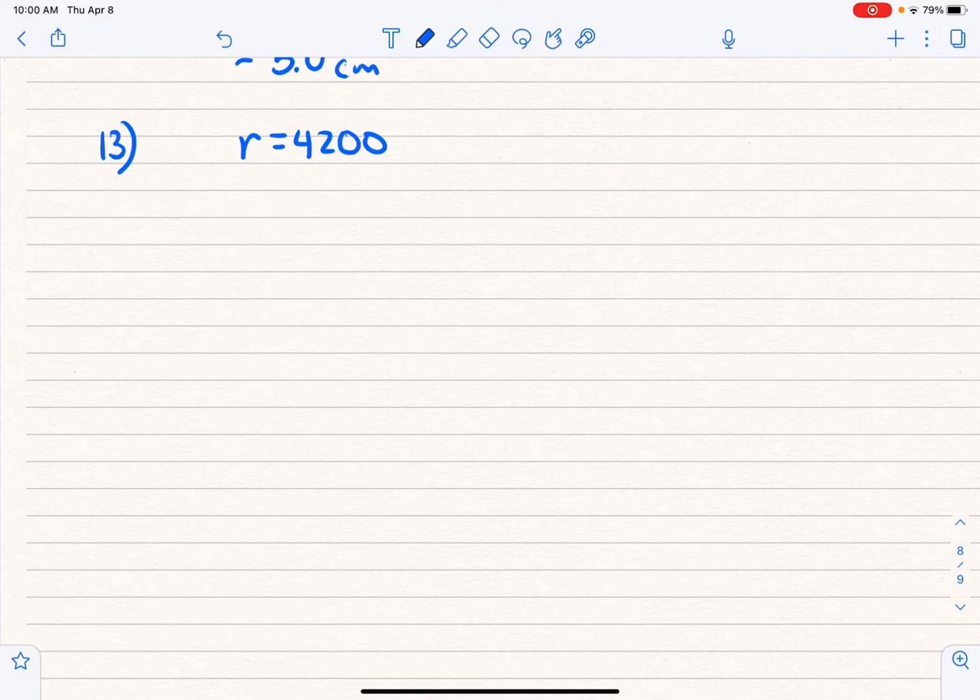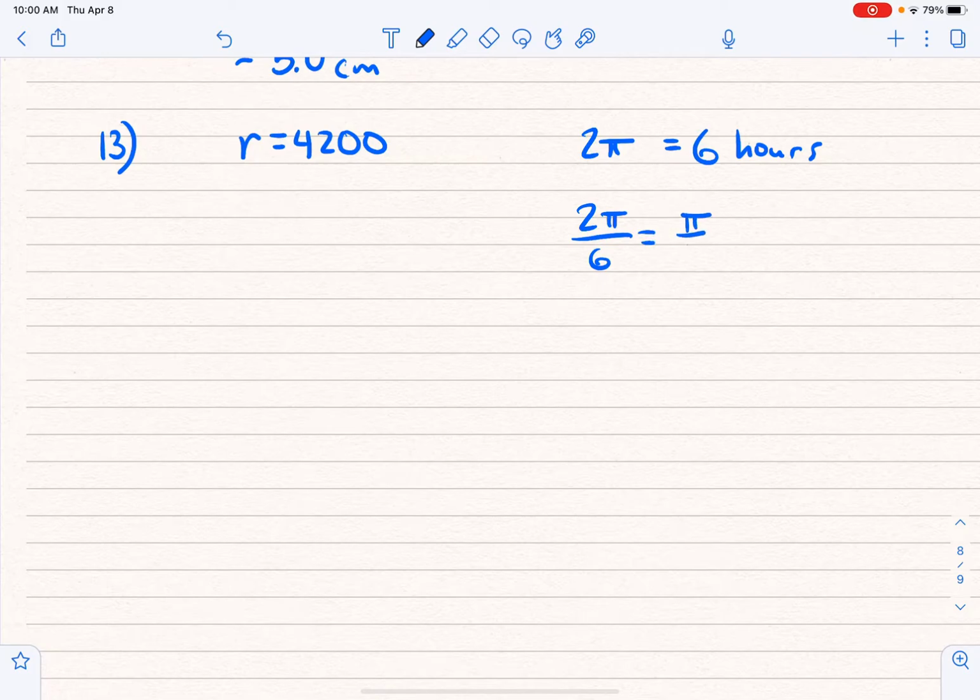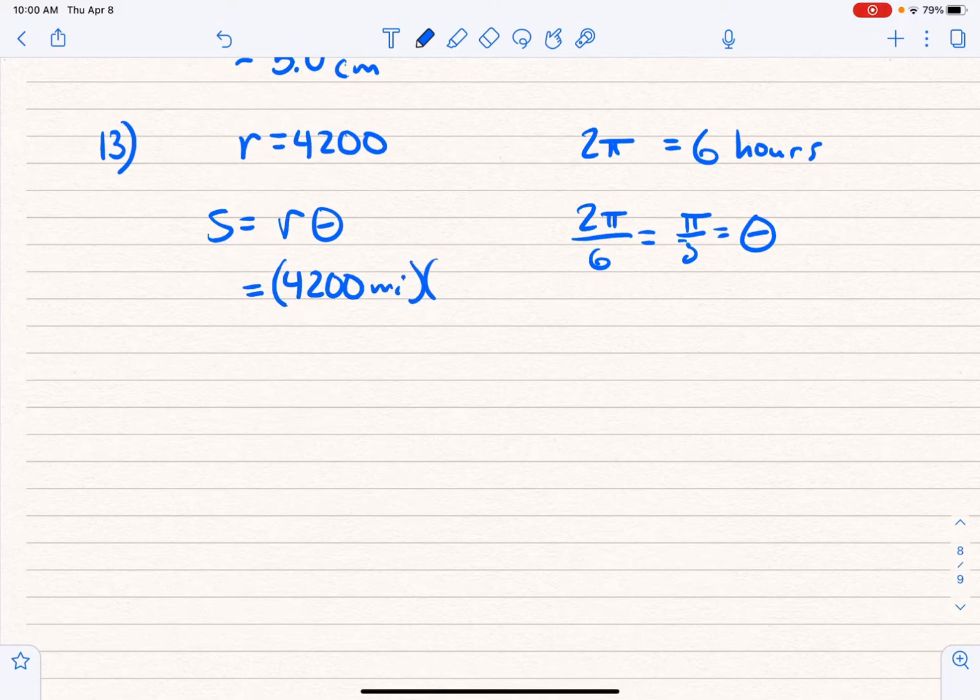Well, again, I want you to think about it. We go, well, 2 pi is all the way around, so that would be 6 hours. So in 1 hour, it's going to be 1/6 of that. So 2 pi over 6 is going to be pi over 3. And that is my theta. Okay? Pretty simple. Arc length is equal to radius times theta. Radius happens to be 4,200 miles, and theta is pi over 3.